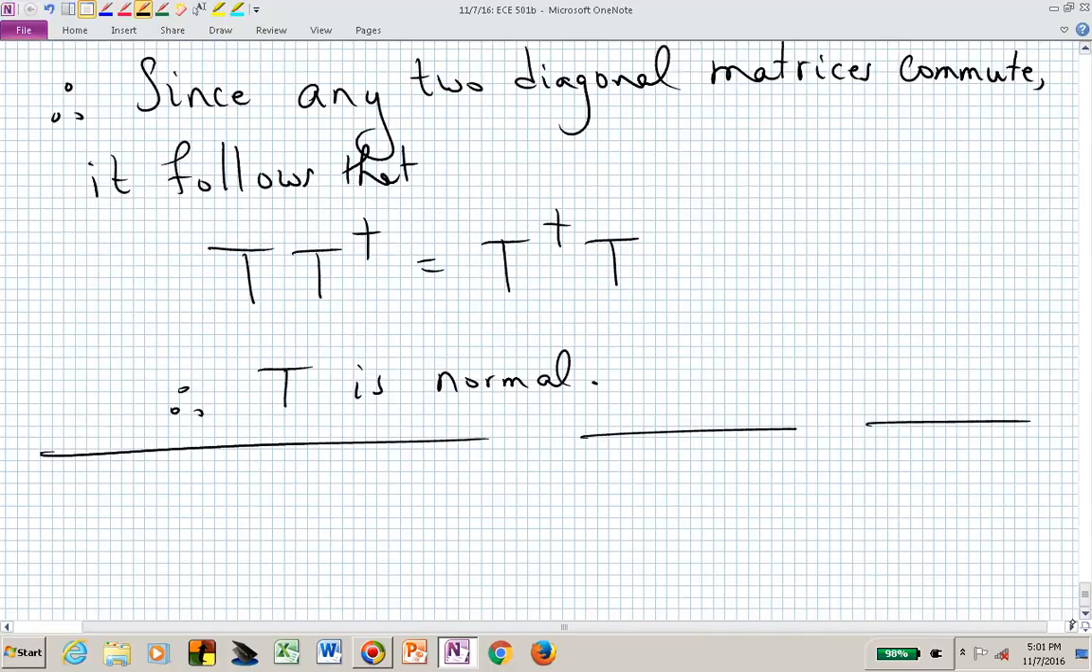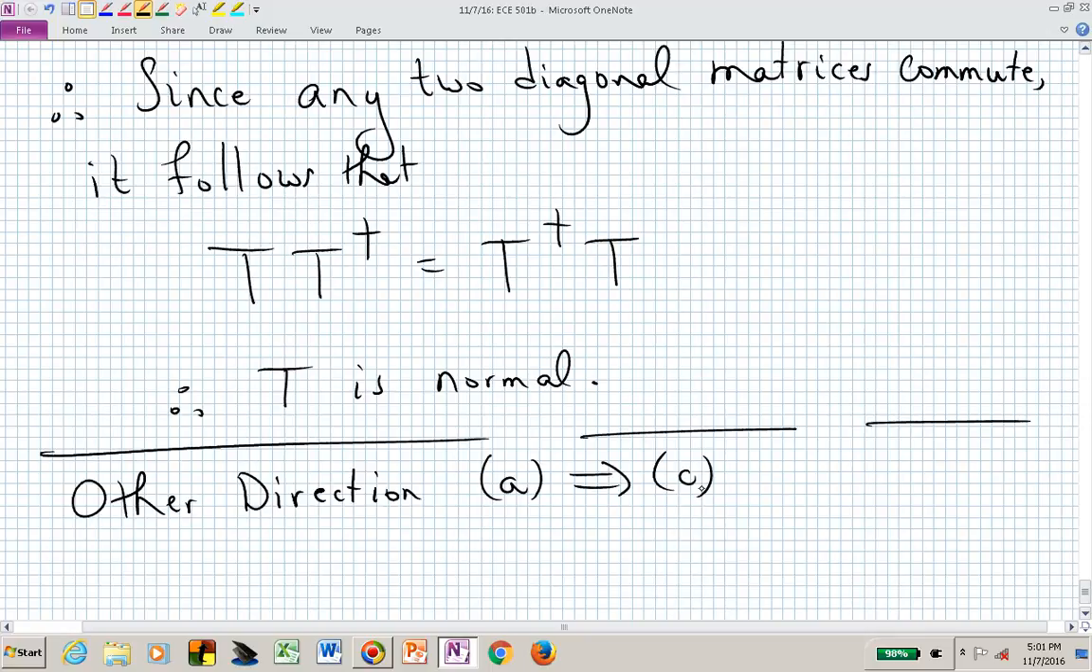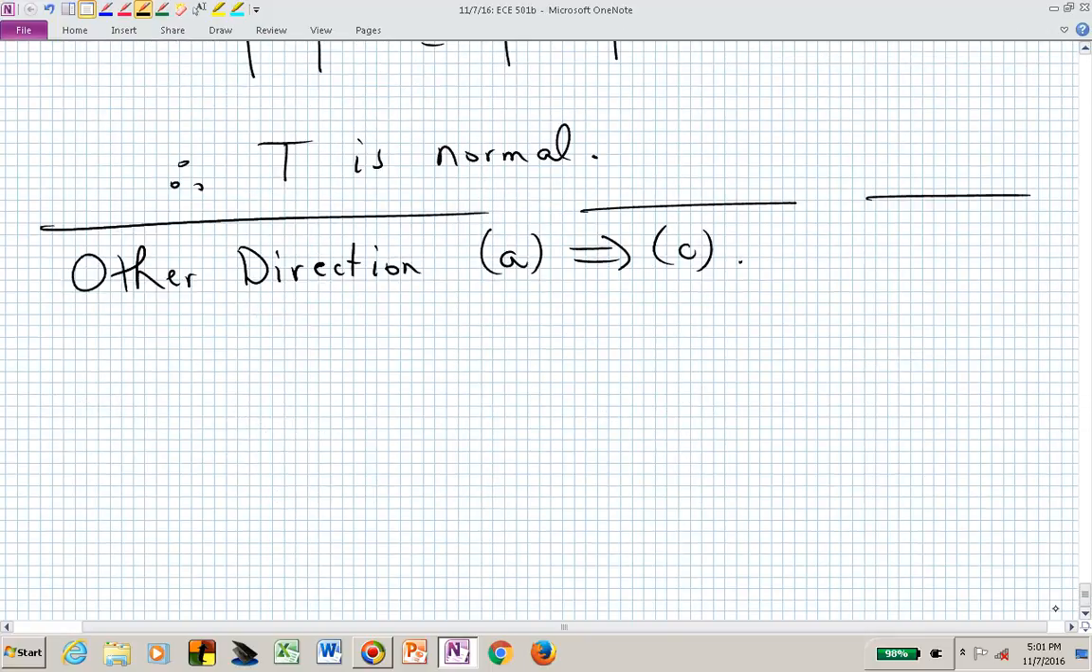That was half of this equality. That showed that C implies A. If we look at the other direction, which is for A to imply C, now we're starting with the operator being normal, so we're assuming that the operator T is normal.